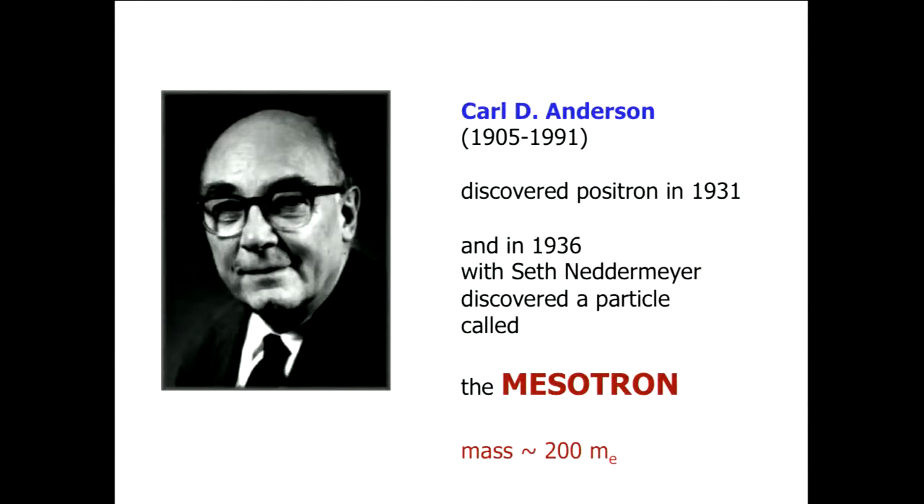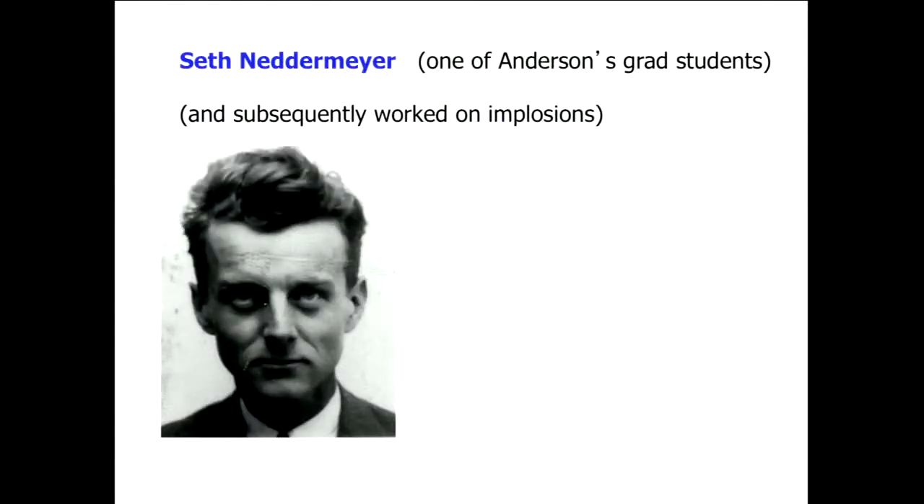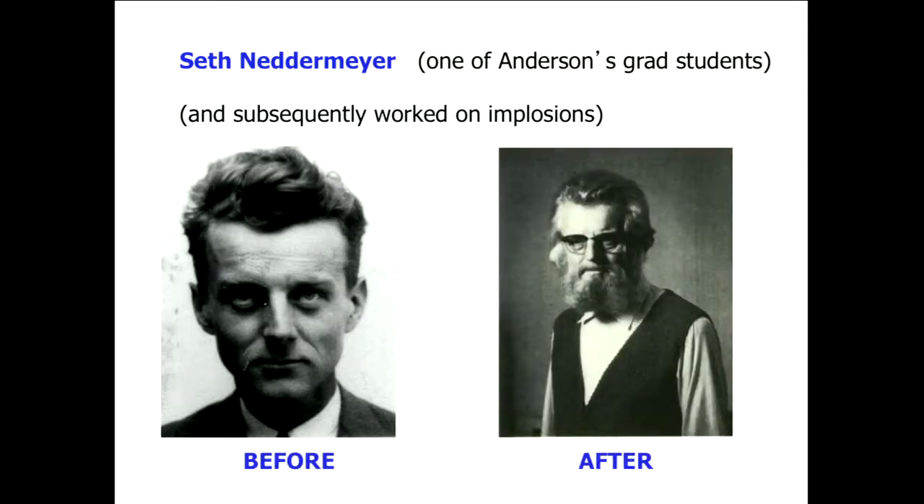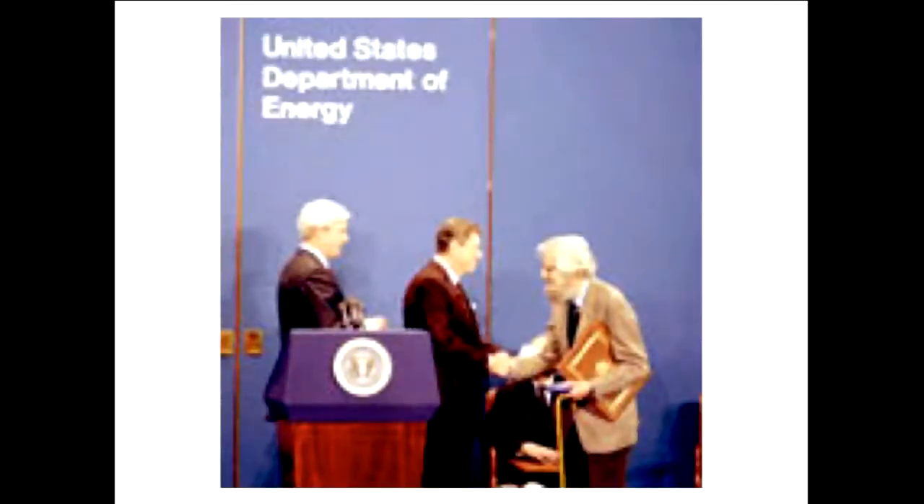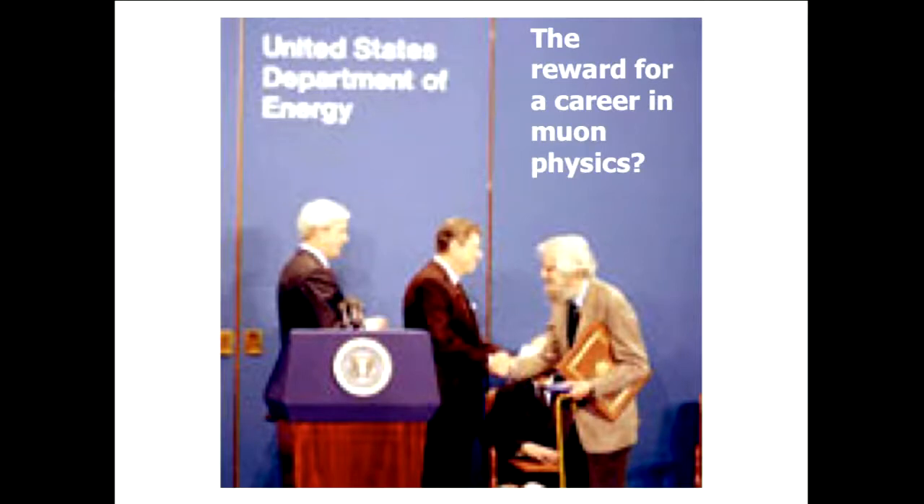Now this is Seth Neddermeyer, who also made the discovery. He was, as I said, one of Anderson's grad students. He subsequently worked on implosions later on in his career, as you can see if you look later on in his career. This is afterwards. He worked on a lot of the timing mechanism of the atomic bomb in the Manhattan Project. Here you can see him, an elderly Neddermeyer, receiving the Medal of Freedom, I think it was, from, again, I don't know if you recognise that historical figure before your time, but that's Ronald Reagan. So again, this is potentially the reward for a career in muon physics. So I lay this open to you. You may end up meeting the president, but maybe wait for a later one.